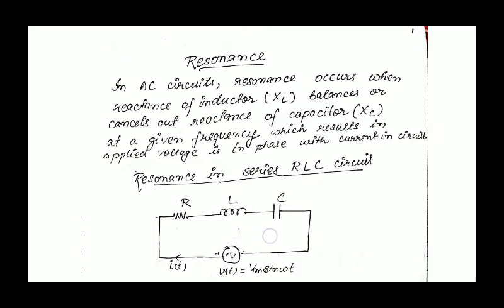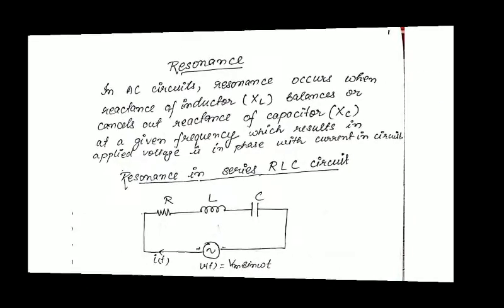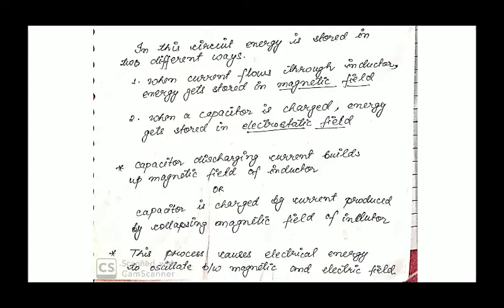Now here we have a series RLC circuit, to which we are giving an AC voltage Vm sin omega t, and some current i(t) is flowing through it. So what will happen in this circuit? There are two energy storing devices. One is the inductor, the other one is the capacitor. Inductor will store energy in the form of magnetic field, that is energy equals half Li square, and capacitor will store energy in the form of electrostatic field, that is energy equals half Cv square.